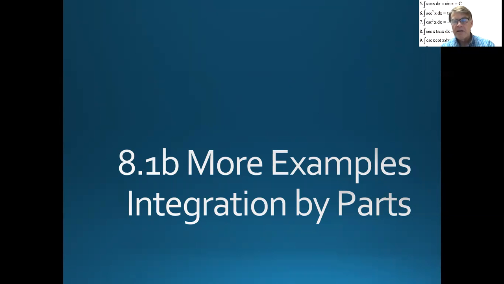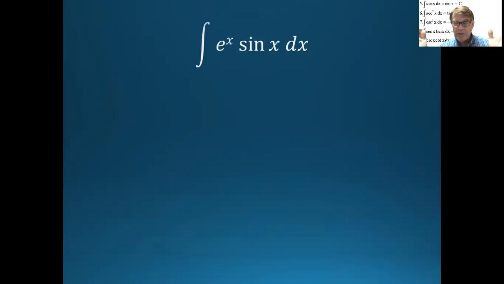Say that 10 times fast. The integral of u dv equals uv minus the integral of v du. Anyway, it has a ring to it. So if we apply that, let's do an example.